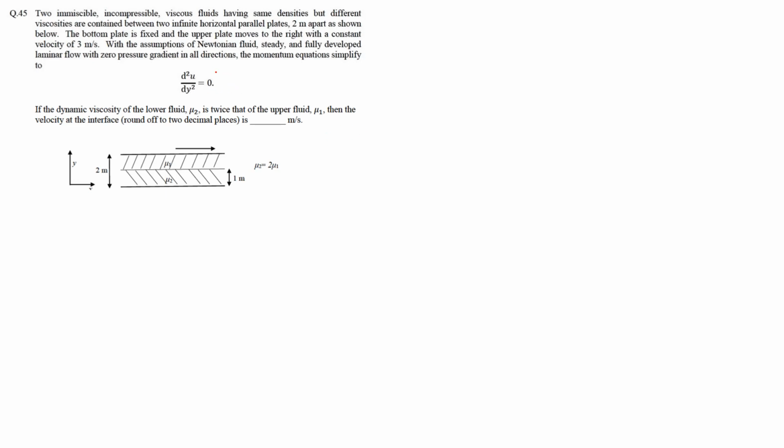So this comes from using the whole Navier-Stokes equation and applying all these assumptions: zero pressure gradient, fully developed flow, laminar flow, and the fluid being Newtonian and steady. Also, incompressibility you have to invoke. If you apply all these, the whole Navier-Stokes equation just reduces to this simple expression: d square u by dy square is equal to 0.